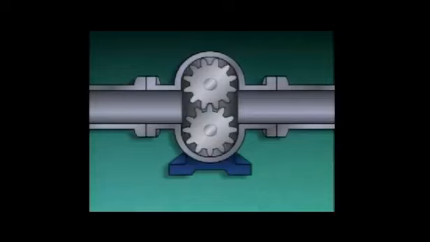One type of positive displacement pump is a rotary pump. A rotary pump displaces liquid with a rotary or rotating motion. Many different types of rotating mechanisms, such as gears or screws, can be used to move liquids. This is an illustration of one type of rotary pump, a gear pump. This pump consists of a casing with a suction port and a discharge port. Inside the casing are two gears.